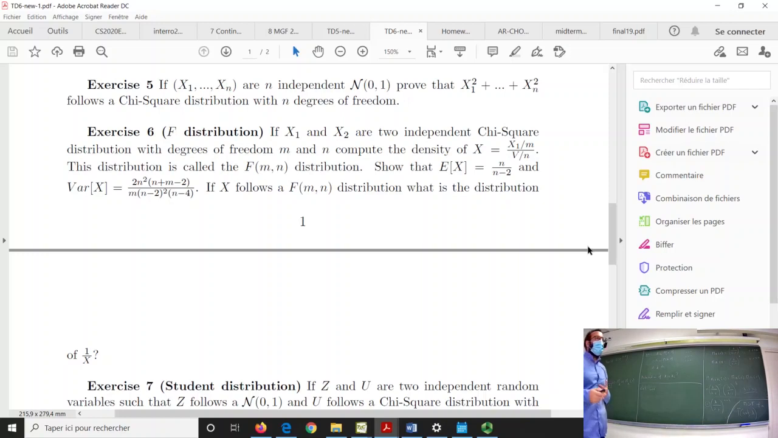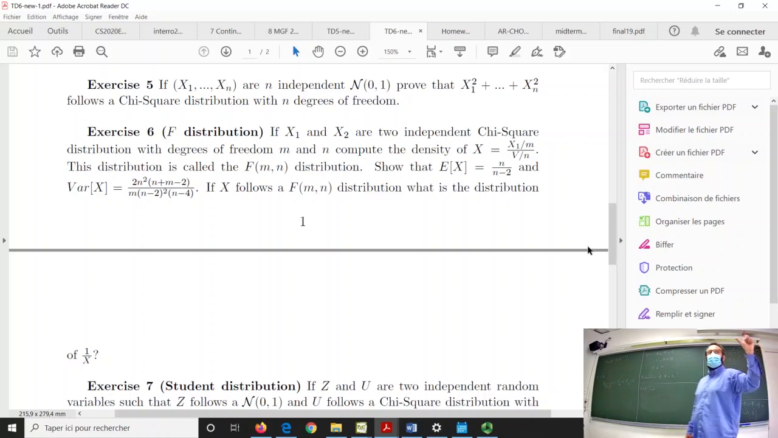Okay, exercise 5 of list 6. This one is something that I have started to do. In exercise 5 of list 5, we defined what the chi-square distribution with n degrees of freedom is. It is gamma n over 2, 1/2.